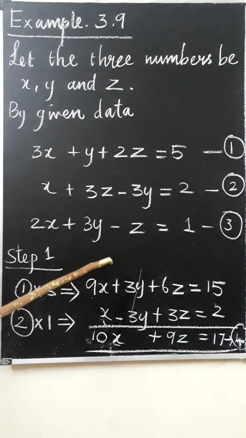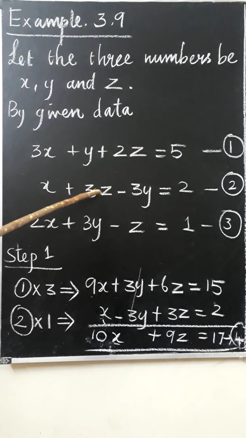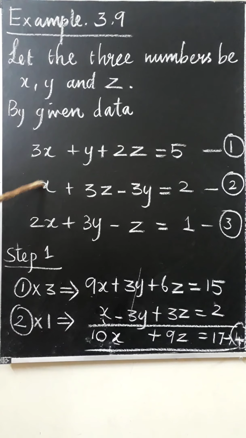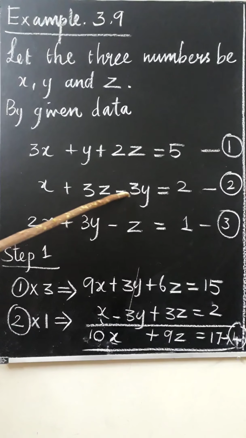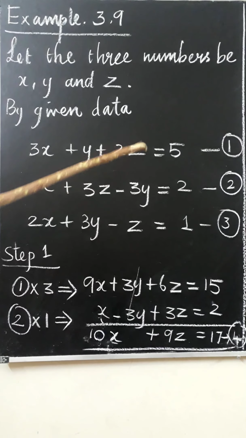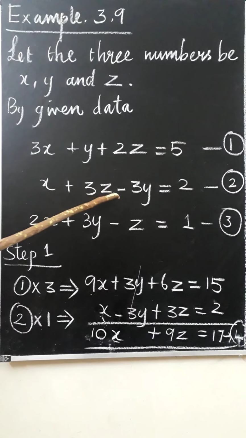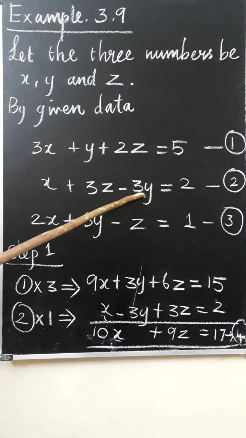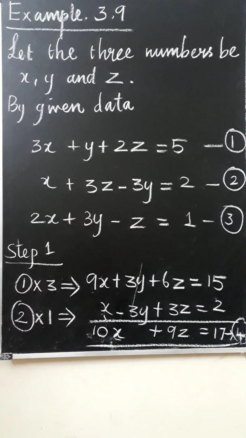Second equation is from the sum of first number and thrice the third number, thrice the second number is subtracted. So listen here carefully. Here it is sum of first number and thrice the third number. From this thrice the second number is subtracted. So x plus 3z minus 3y is equal to 2.